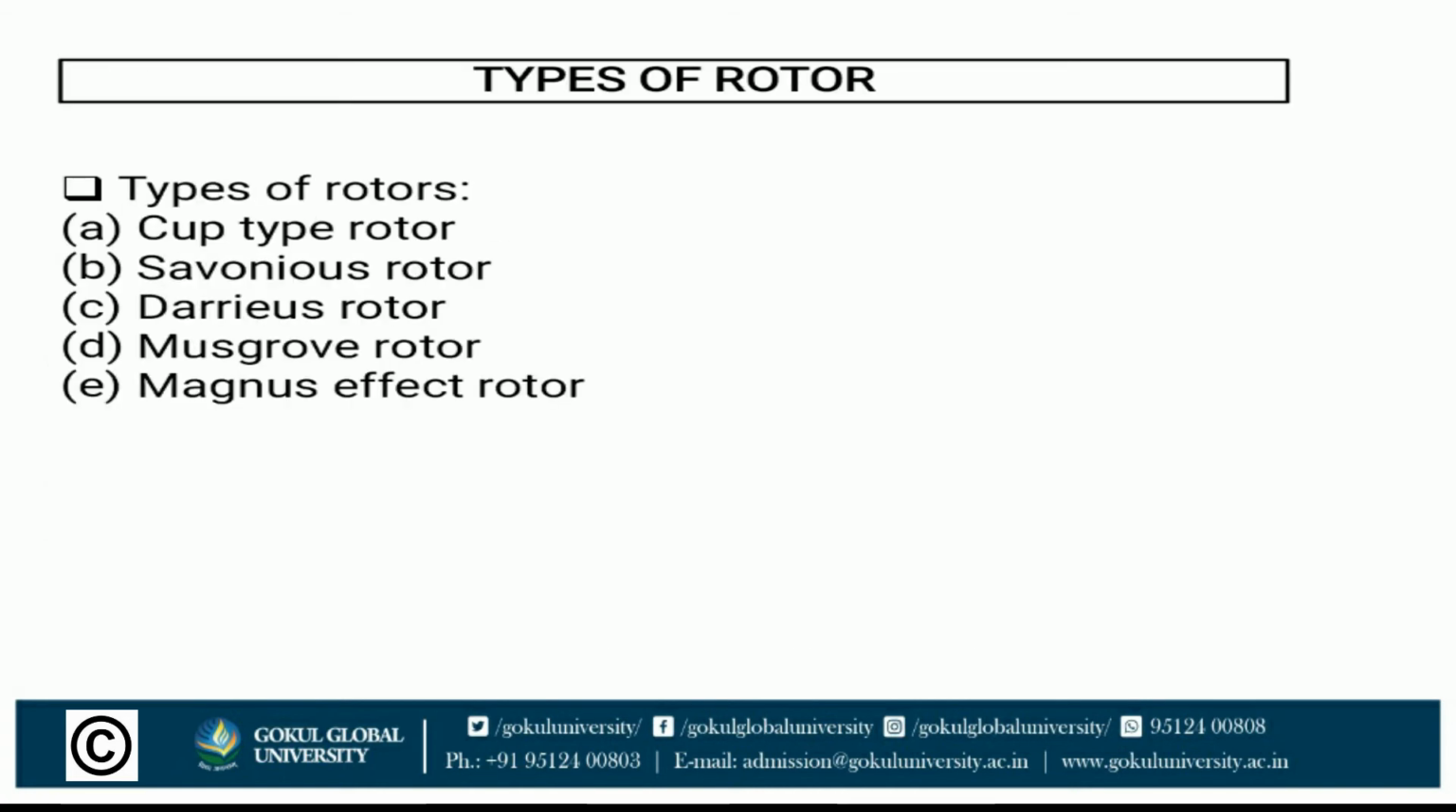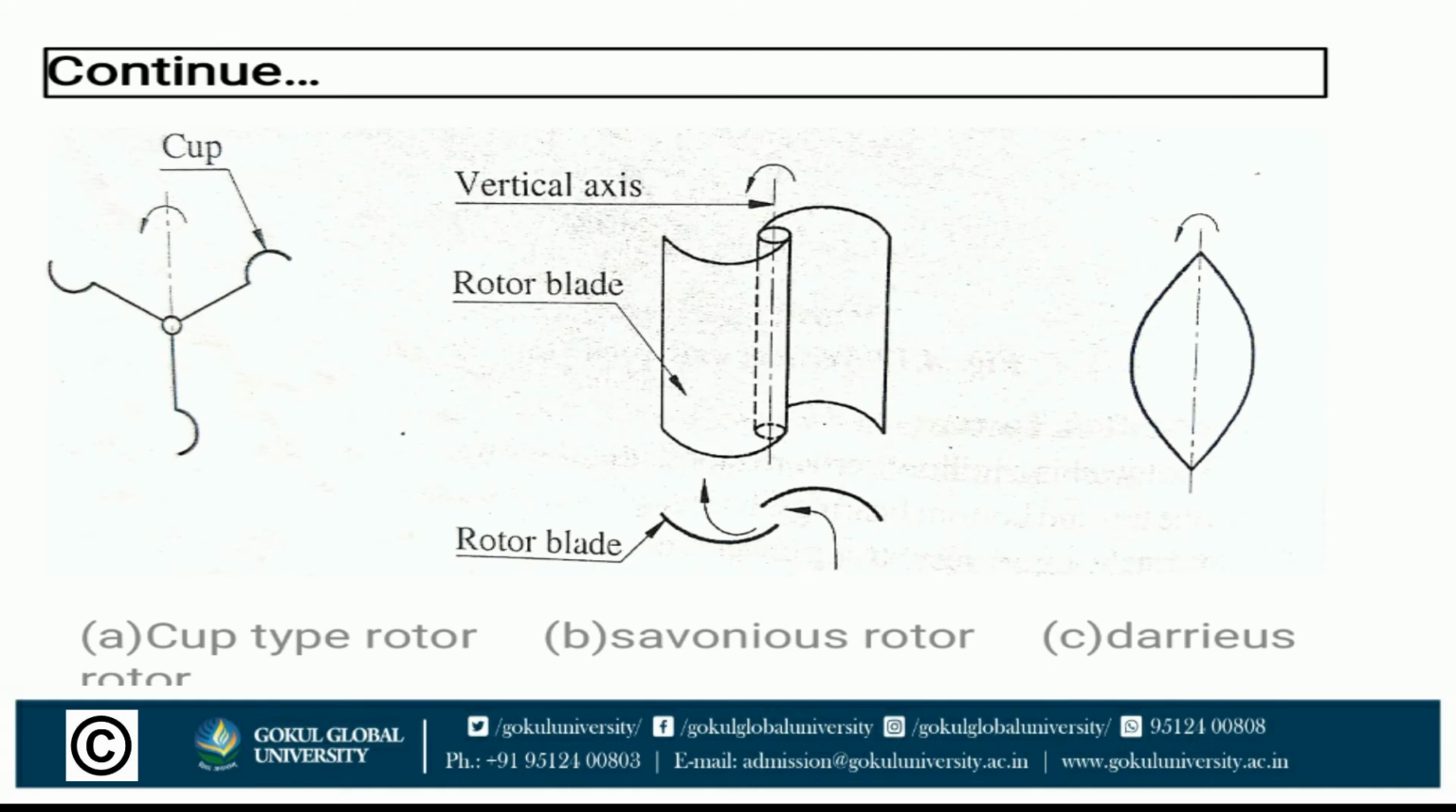Types of rotor. First one, cup type rotor. Second one, Savonius rotor. Third one, Darrieus rotor. Fourth one, Musgrove rotor. And fifth one, Magnus effect rotor. It is a diagram of the cup type rotor, Savonius rotor, and Darrieus rotor.